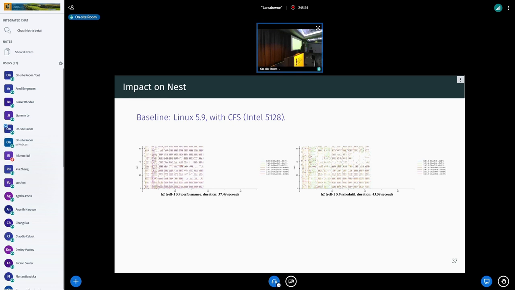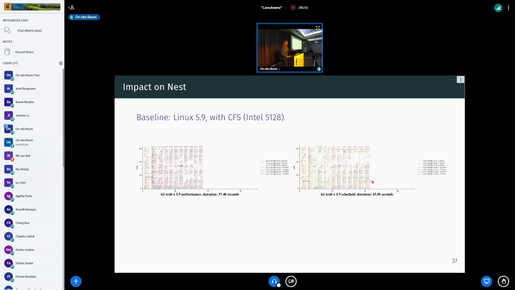This is a different application, which is H2. It's a part of the DaCapo benchmark suite for Java programs. The graphs are a bit small, but you can basically see that the colors are kind of purplish and so on. They're not blue, basically. So there's something above the lowest frequency. On the other hand, the tasks get really scattered out across the entire machine, so we don't achieve the highest turbo frequencies either. That's with performance.